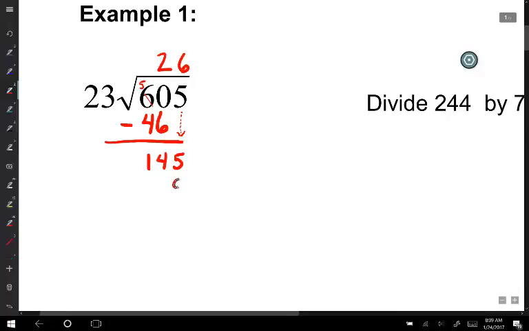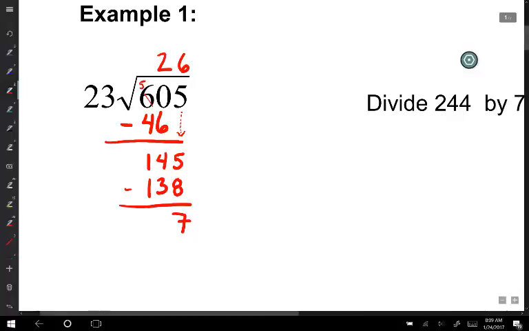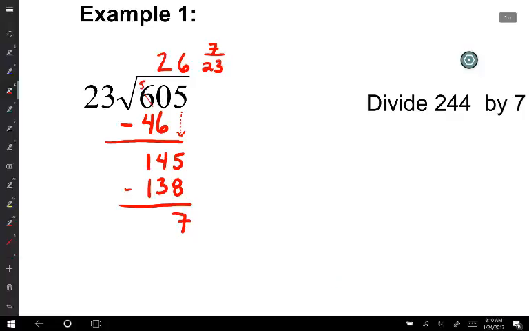6 times 3 is 18, carry the 1. 6 times 2 is 12, plus 1 is 13, so 138. We go through and subtract again. And 145 minus 138, would we agree, is 7? And 7 is our remainder. And back in 5th grade, we would do R7. But we're not going to do that here, Simon. What we're going to do is we're going to say this is really, the answer is 26 and 7/23. Because that's really what we have left over. If you multiply 26 and 7/23 by 23, you would get 605.